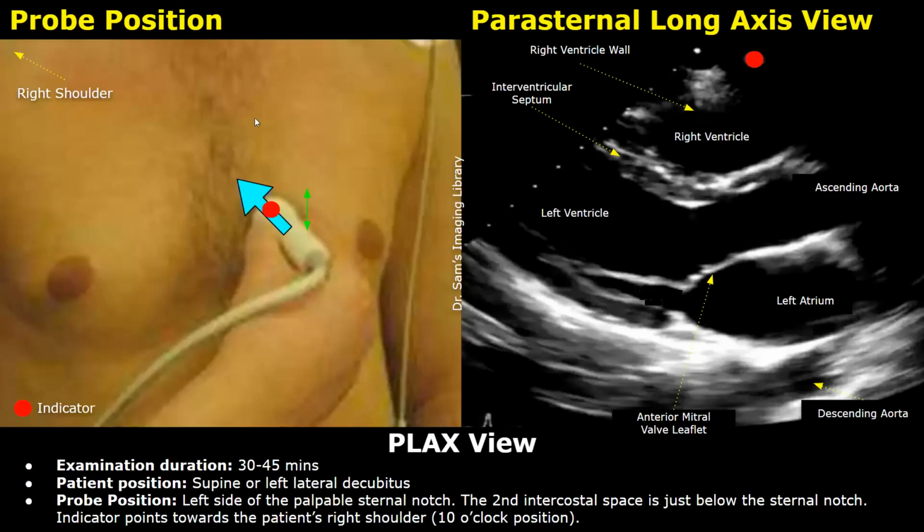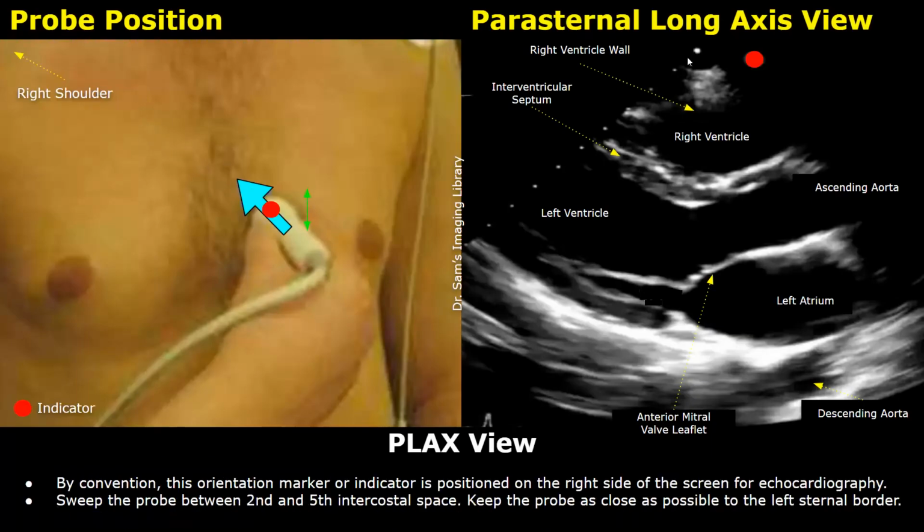The second costal cartilage attaches to the sternal notch. The second intercostal space is just below this sternal notch, so you can start by placing the probe at this point. This red dot is the probe indicator or the orientation marker. The indicator must face the patient's right shoulder. The probe is in a 10 o'clock position.